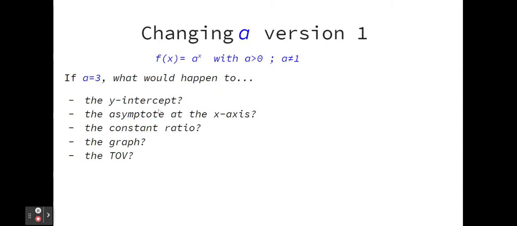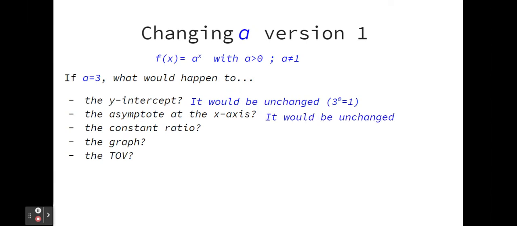Well, when a becomes 3, the y-intercept is unchanged, because we know the y-intercept happens when x is 0. So that means our y-intercept would be at 3 to the power of 0, which is 1. So the y-intercept is unchanged.